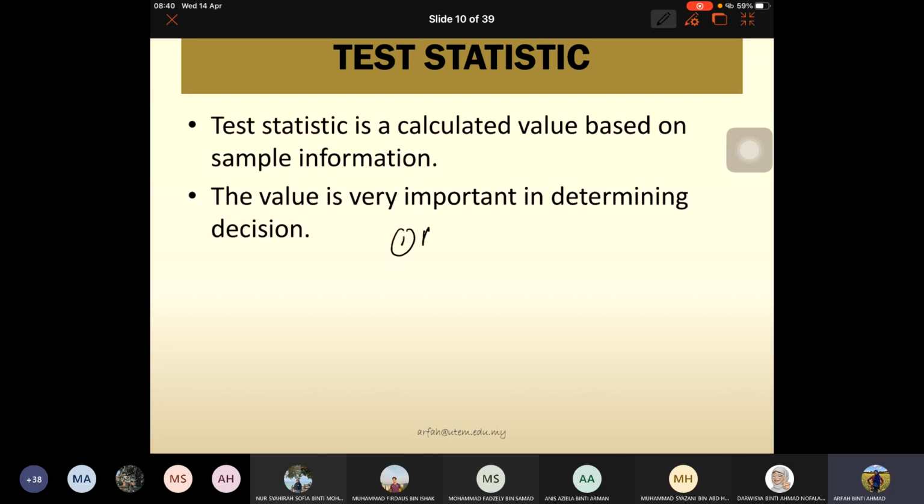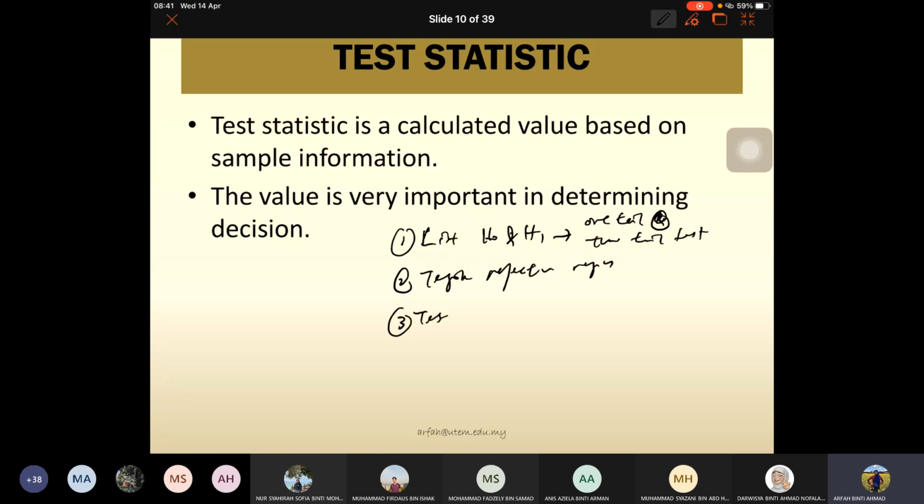So first thing first, awak akan list H null and H1. Okay, H null and H1. And then tengok dia punya rejection region tadi. So from H null and H1 ni, you can decide, you can know whether your test is one tail atau two tail test. Okay. So macam mana kita nak tengok rejection region tu, kita akan ada test statistik. Okay. Basically there are a few procedures that should be followed before we run the hypothesis testing.